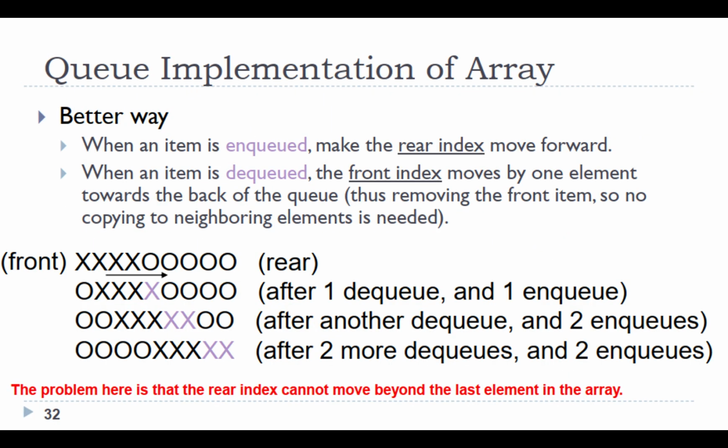Queue implementation of array, better way. When an item is enqueued, make the rear index move forward. When an item is dequeued, the front index moves by one element towards the back of the queue, thus removing the front item, so no copying to neighboring elements is needed. The problem here is that the rear index cannot move beyond the last element in the array.